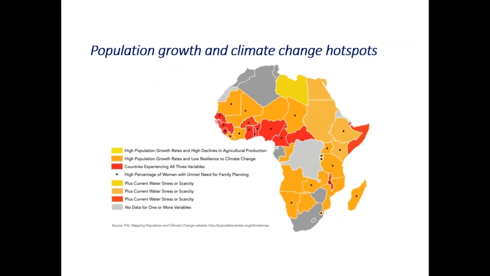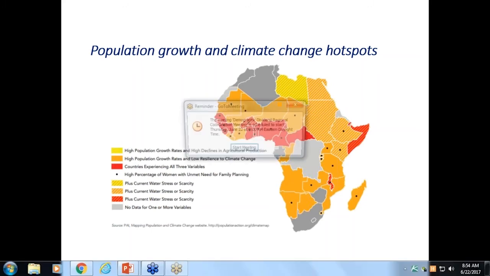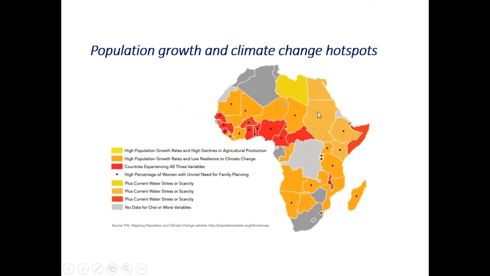So this is an analysis of countries where we are calling it a hotspot because, on the one hand, you have the high population growth rate, and you're looking at what these implications are. So the countries in yellow are having both high population growth rate and decline in agricultural production. Part of that decline is coming through the fact that as you have more pressure on land, there's also greater environmental degradation happening.